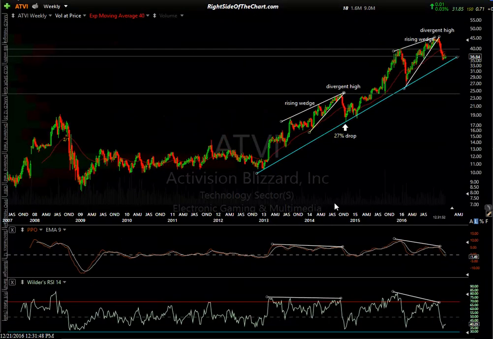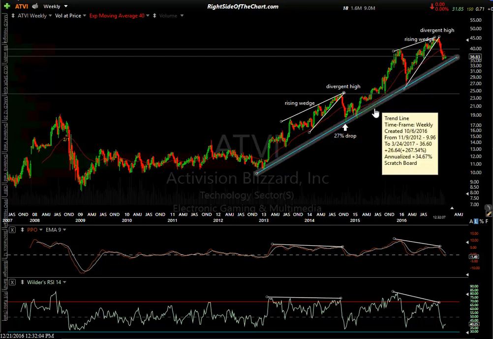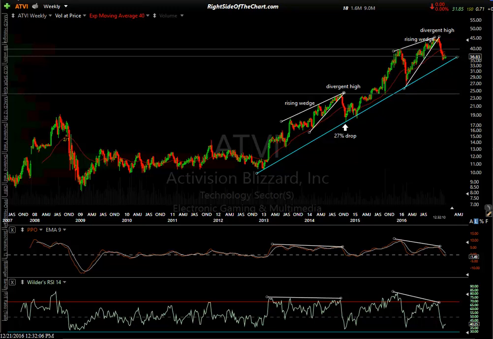But when we look at the weekly chart, this is a long-term trend line. You see the divergent high, bearish rising wedge pattern, the breakdown, just like back here, no different. We had a 27% drop back then, but most importantly, this primary uptrend line is very well defined. And what I often say is that with these primary uptrend lines, when prices get really extended and well off the trend line, they come back in and visit the trend line ultimately.